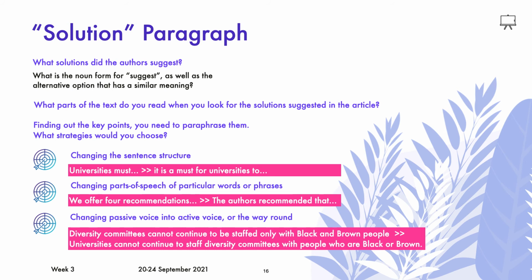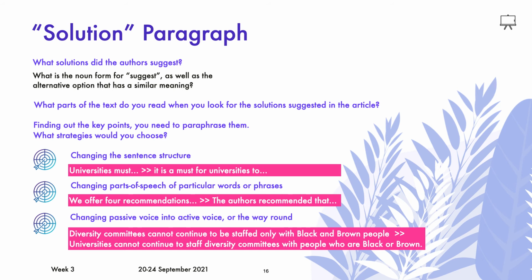The first one is changing the sentence structure. For example, "university must do A, B, C, or D," and you change it into "it is a must." In this case, the modal verb must is converted into a noun, and the whole sentence has changed. We had universities as the subject, and now we have it as the subject with the linking verb is as the main verb. So this is one consideration.